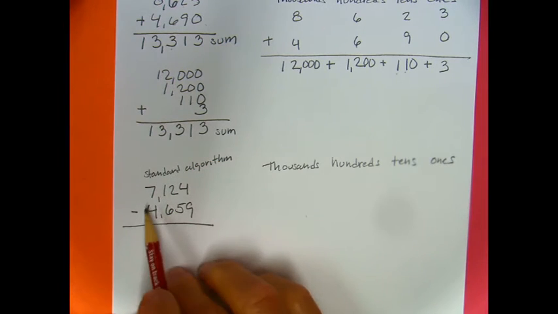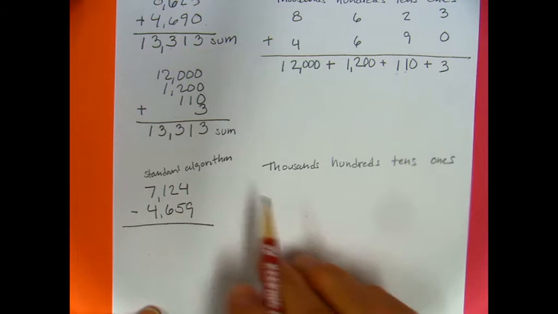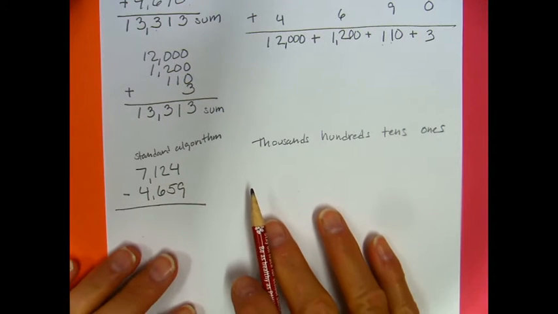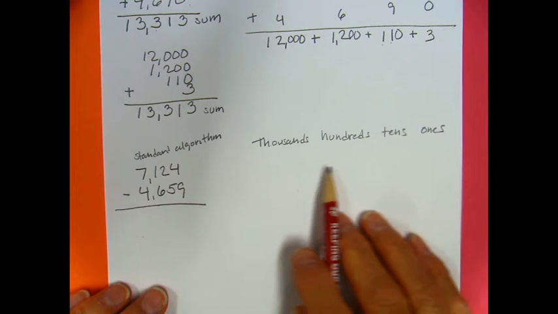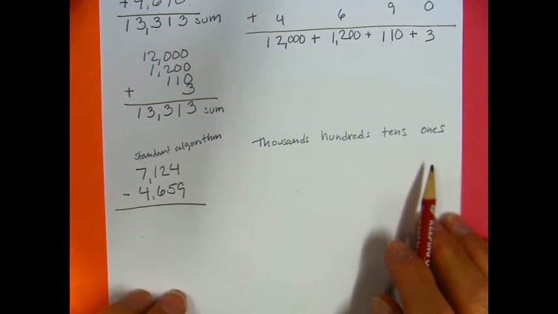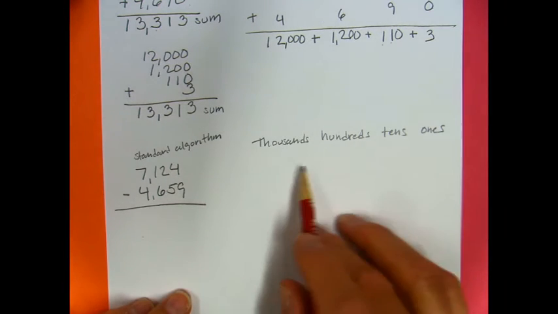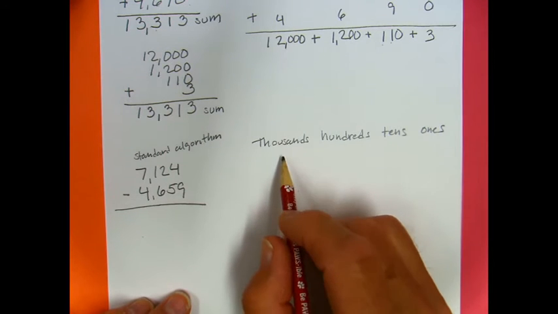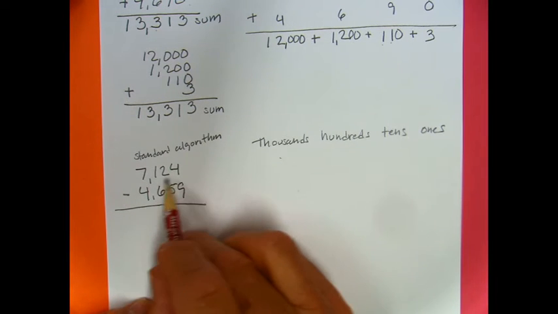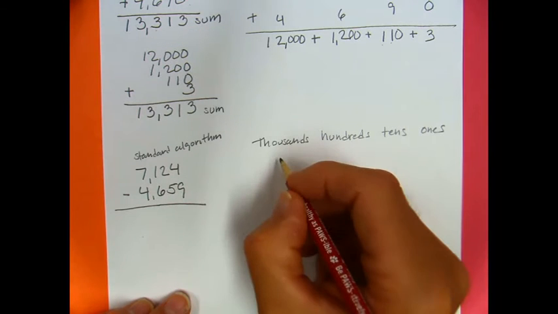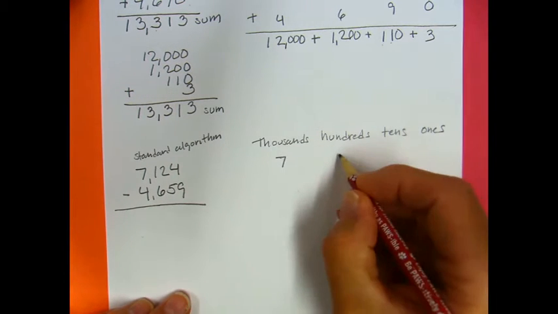Take some time to fill in what you think might go in here. Just talk to the computer or the cell phone and tell me what you think would go into each one of these. How many thousands would I have up here in this top number? If you said 7, you're correct. How many hundreds? There's 1. How many tens? 2. And how many ones?